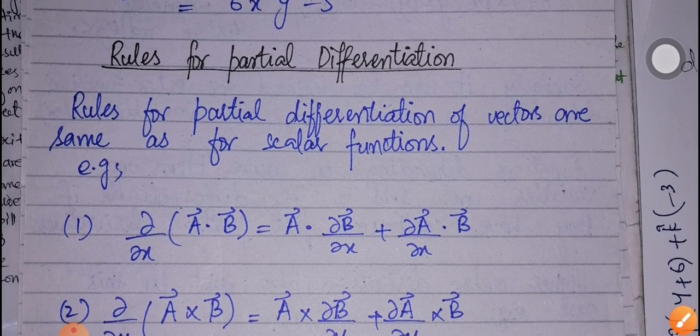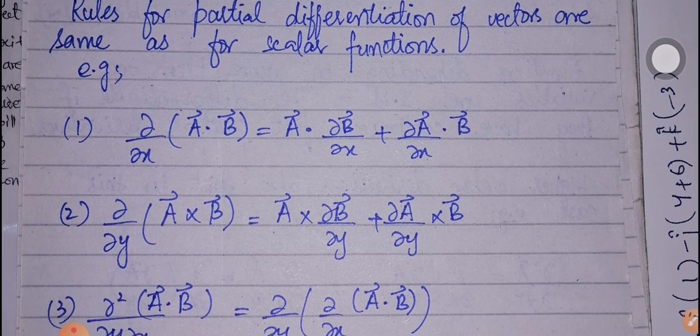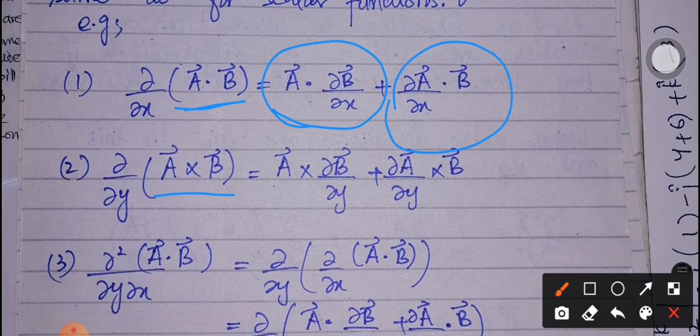Next, we have some rules for partial differentiation. These are the same as we discussed previously for the derivatives. So here we have the partial derivative with respect to x of a · b. We have discussed first that we take the derivative of the vectors one by one. So a · ∂b/∂x + ∂a/∂x · b. If I take the derivative of a × b, it means the same rule: a × derivative of b plus the partial derivative of a with respect to x × b.